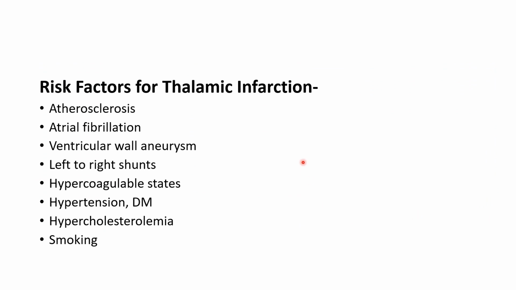Risk factors for thalamic infarctions include atherosclerosis, atrial fibrillation, ventricular wall aneurysm, left to right shunts, hypercoagulable states, hypertension, diabetes mellitus, hypercholesterolemia, and smoking. All of these lead to generation of thrombus, which can later cause infarction.